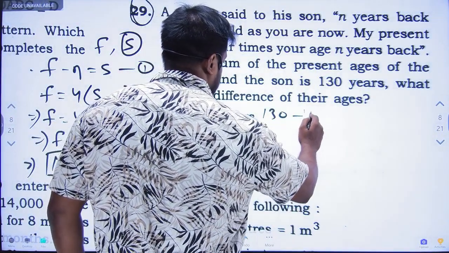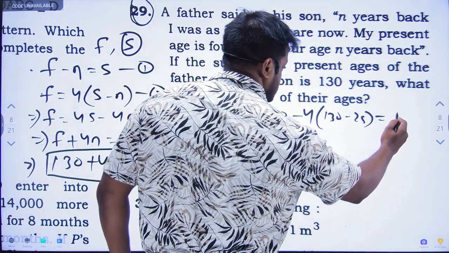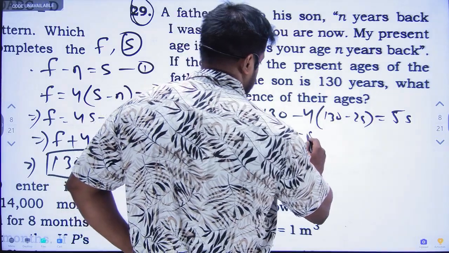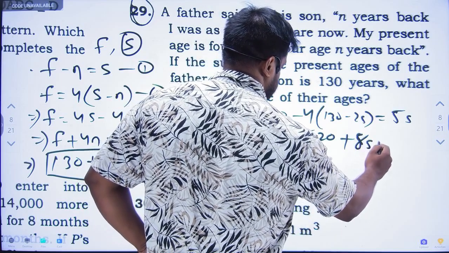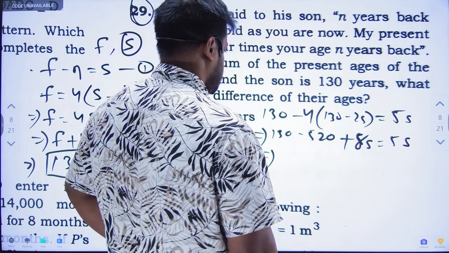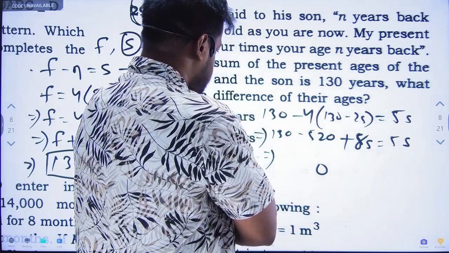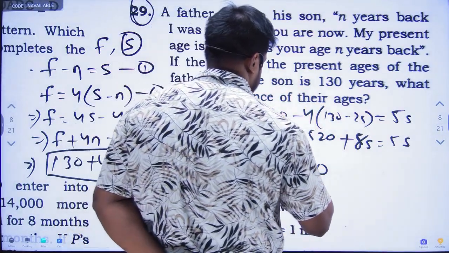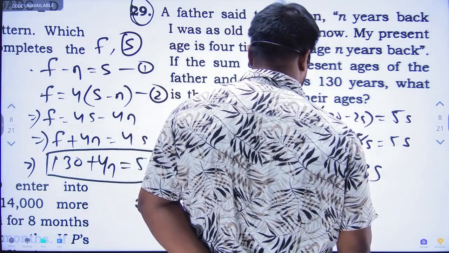130 minus 4. 130 minus 2S equal to 5S. That implies 130 minus, minus 520 plus 8S equal to 5S. That implies, coming in negative, right? Okay, this is 7. It is correct or not? 7 20, 39 equal to 3S. So S equal to something. Am I doing something wrong or what?